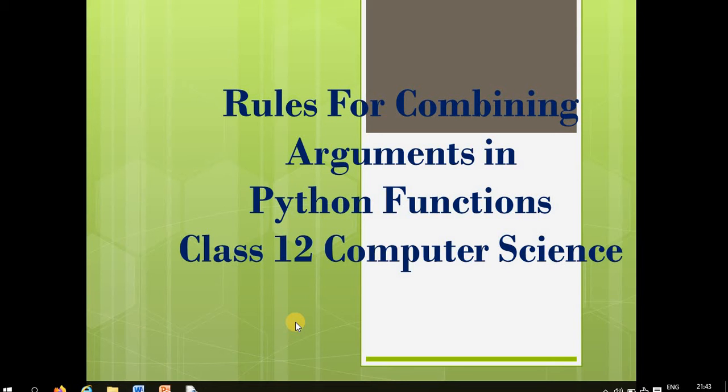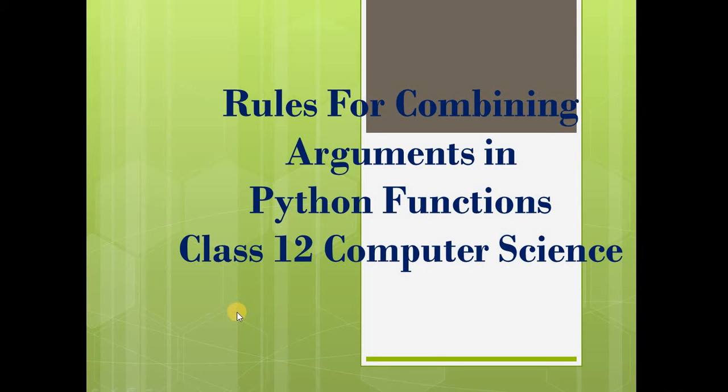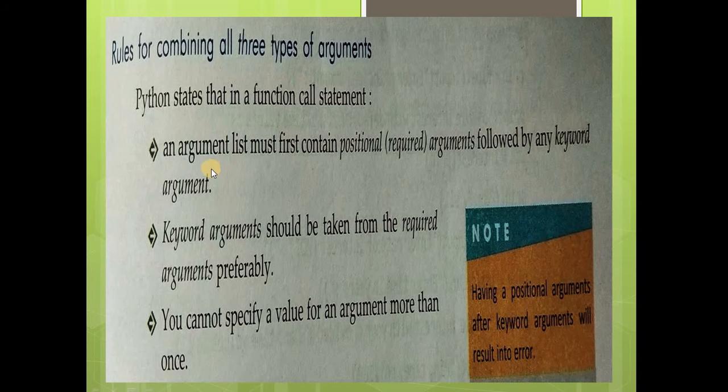Hello my dear students. In the previous video we discussed the rules for combining arguments in Python functions. In those rules we discussed: first, we should have positional arguments and then keyword arguments. Then keyword arguments should be taken from the required arguments preferably, and third, you cannot specify a value for an argument more than once.